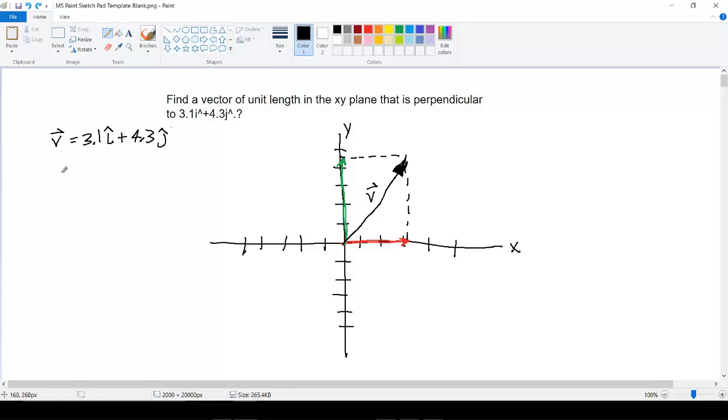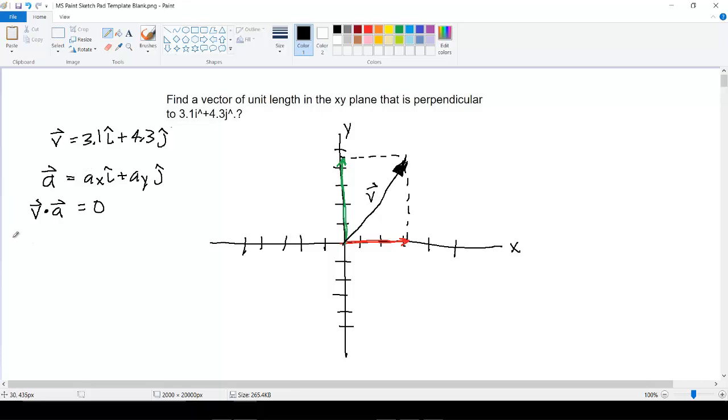So let's call our perpendicular vector vector A. We know that if we have vector v and vector A perpendicular, the dot product of those vectors has to be 0. If they are perpendicular, the dot product must be 0. And let me specify here that A is equal to Ax i hat plus Ay j hat. We don't know what the components are.